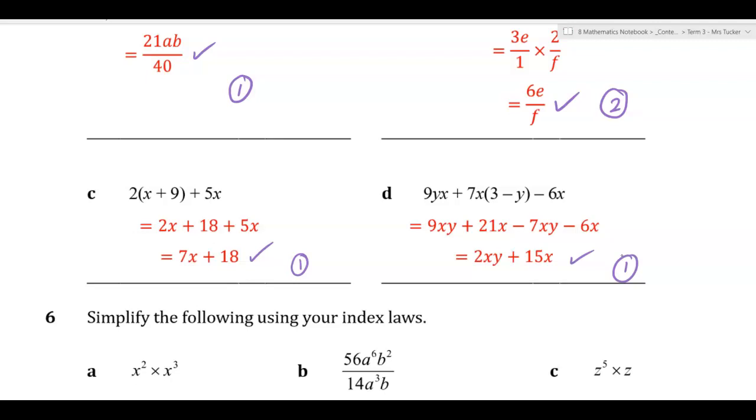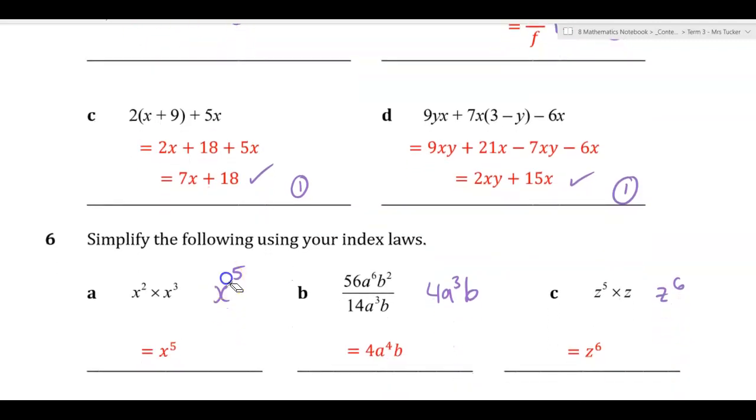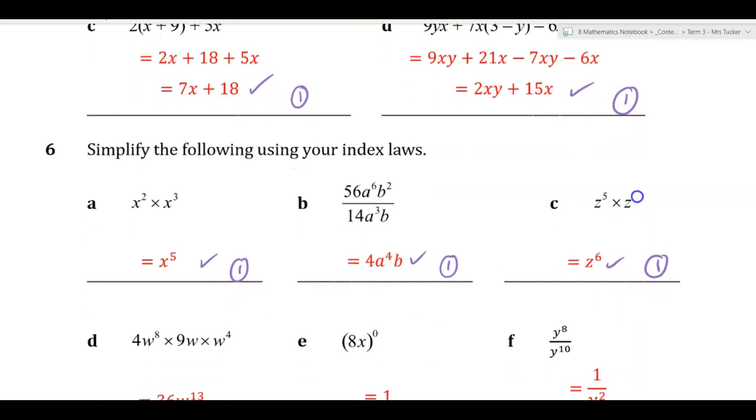All right, let's go around the room and see how we went on these. Rebecca, 6A, what'd you get? X to the power of 5. Good. 1 point. 6B, Sienna, what'd you get? Perfect. 1 point. And 6C, Max, what'd you get? Z to the power of 6. Good. So they are all 1 point. We should all be spot on with those, hopefully.